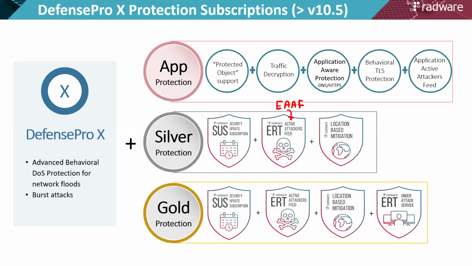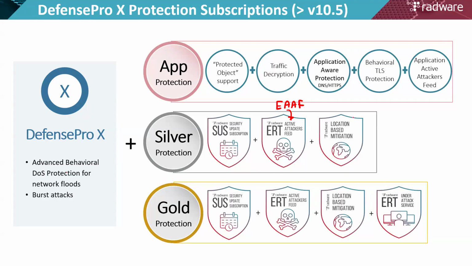There is an IP database, and this IP database is provided to the customers. Once this is uploaded onto the device, let's suppose any attack is originating from these IP addresses and is coming towards your organization, those attacks would be immediately blocked by the DefensePro device. So that is your ERT active attackers feed.